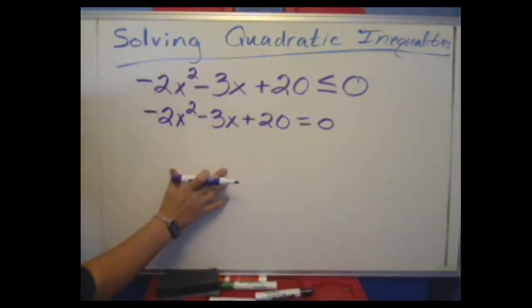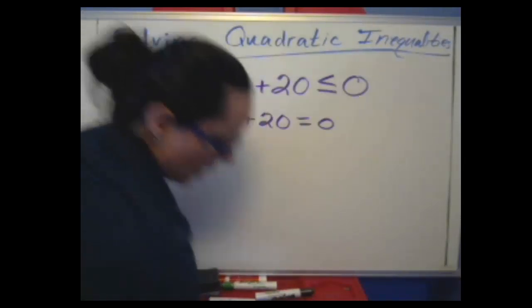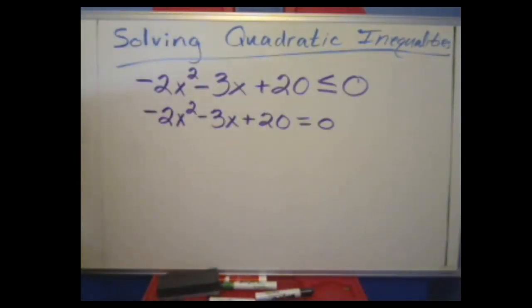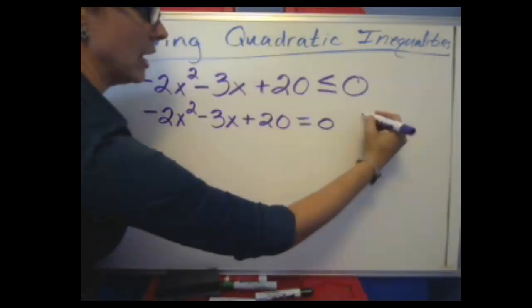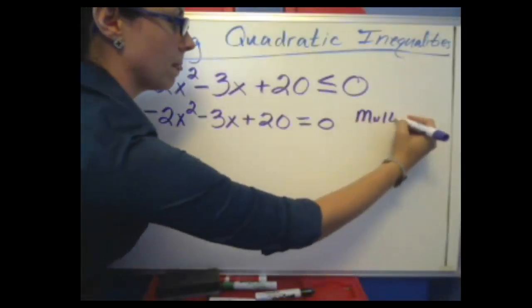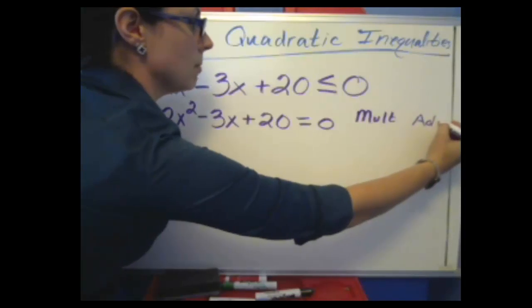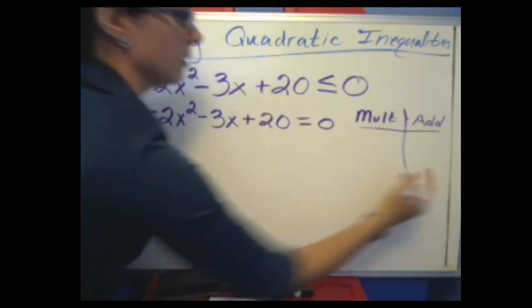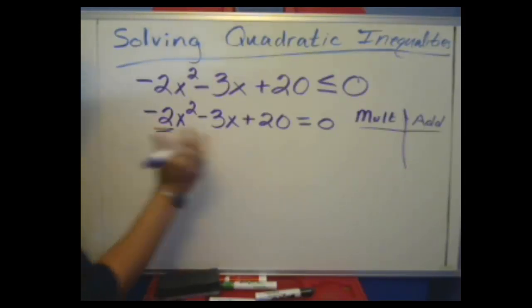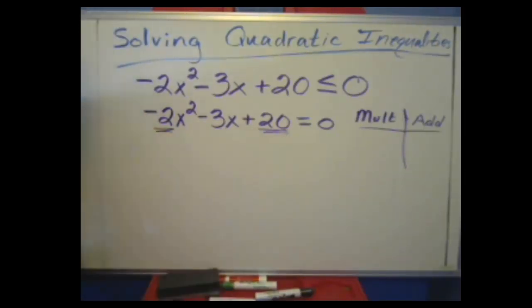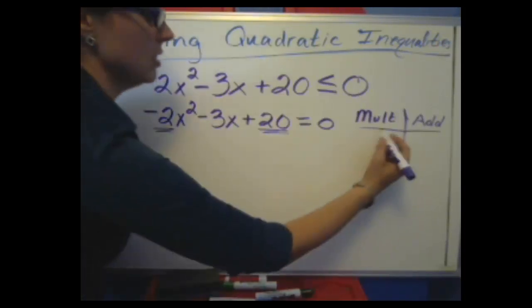So as we do this, the first thing we want to do is to try to factor this quadratic. The procedure that I mentioned in class is called the grouping method. And to do that, what we do is look for two numbers that multiply and add. So we take the first coefficient here, the negative 2, and multiply that by 20. This gives us negative 40.